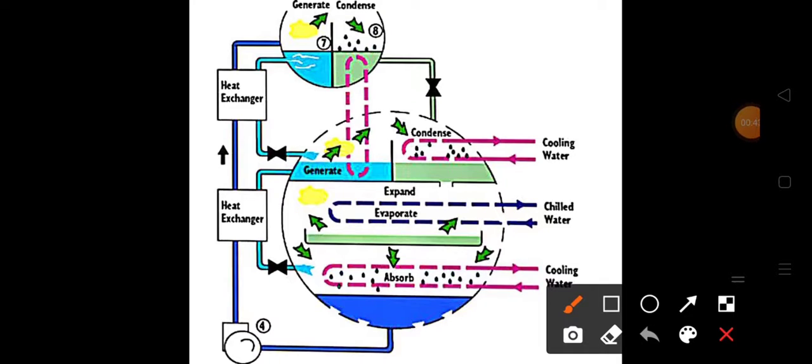First of all, let's see the components of the lithium bromide vapor absorption cycle. The first component is the evaporator. You are seeing my indication, it is the evaporator. It is the absorber. It is the connection pipe. Here it is the pump. It is the heat exchanger 2. It is the generator. Here it is the condenser.